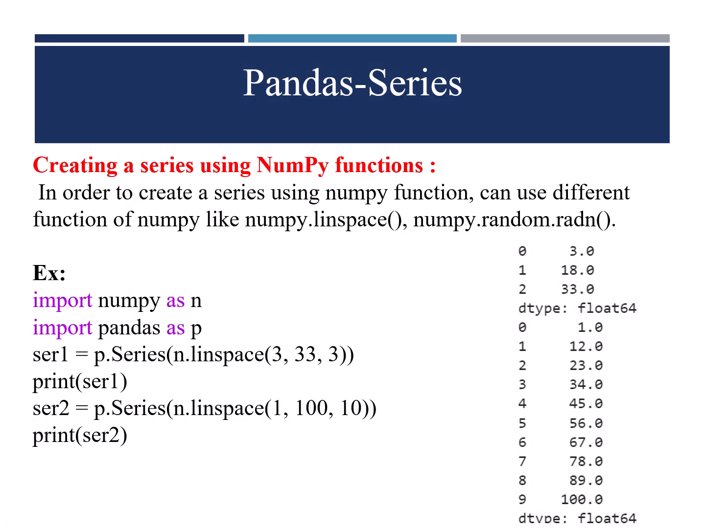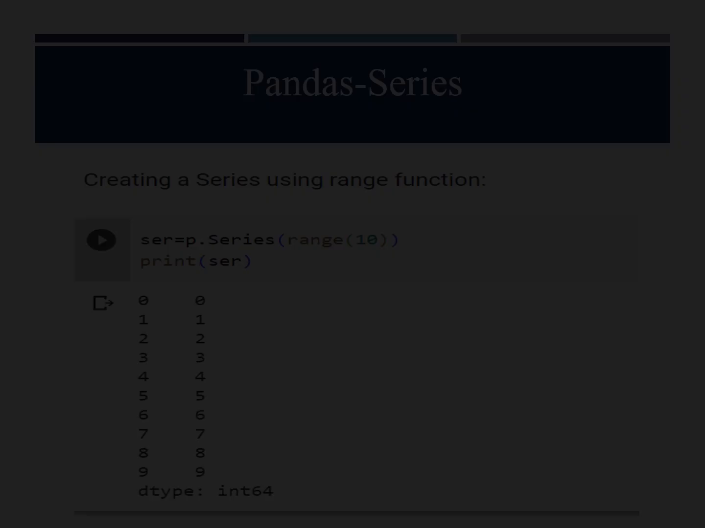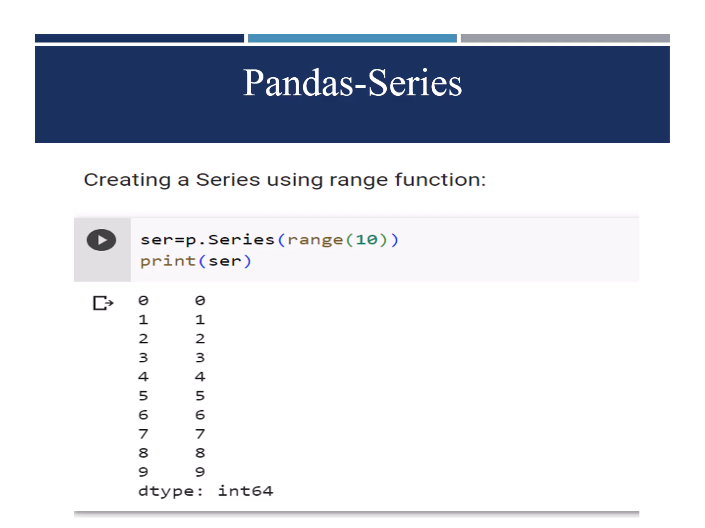Now creating a series from NumPy functions. So import NumPy as n, import pandas as p. Now series 1 equal to p dot series of, within the bracket, n dot linspace of 3 comma 33 comma 3, where 3 is the step. Now series 2 equal to p dot series of n dot linspace of 1 comma 100 comma 10. Now we can create a series from the range function. So ser equal to p dot series of a range of 10. For all these values 0 to 9, a series would have been created.